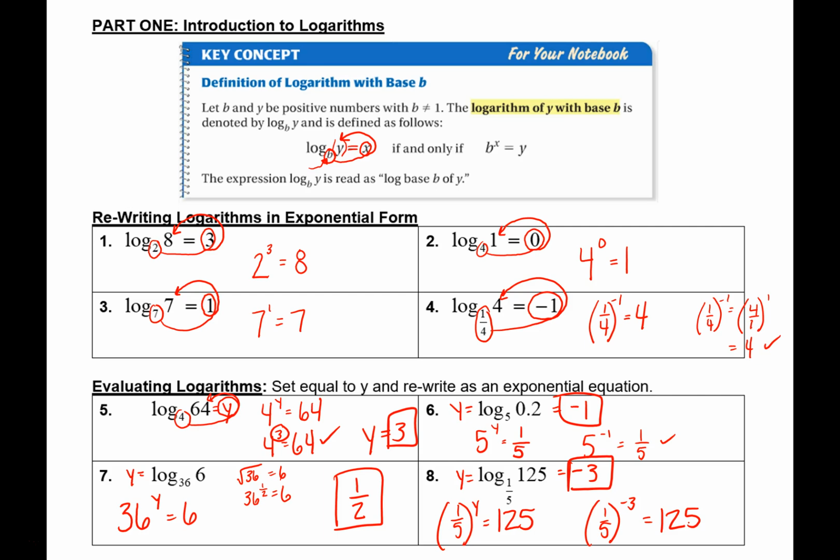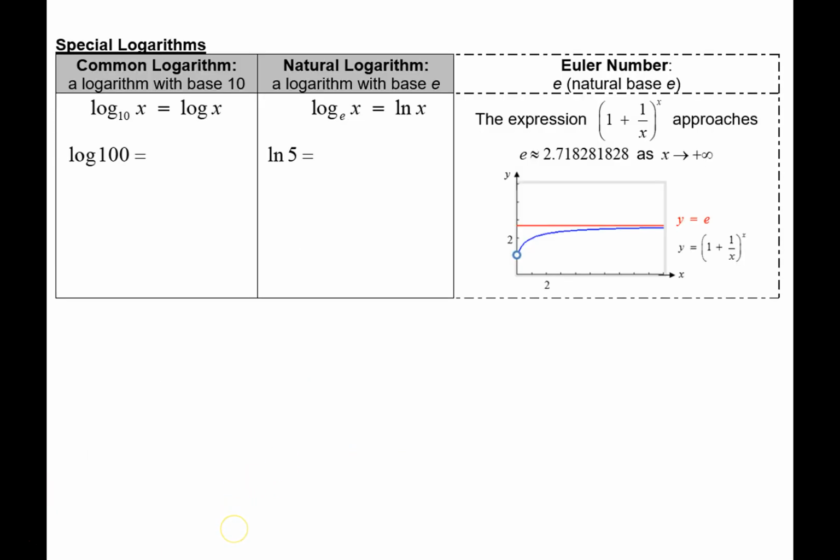So when you're evaluating logarithms using this exponentiating format, or changing the logarithm to an exponential, we are really just playing this game of finding the missing number, if you will, using your math facts. Okay, so let's talk a little bit briefly about some special logarithms.